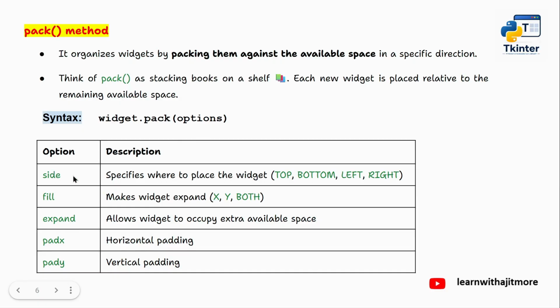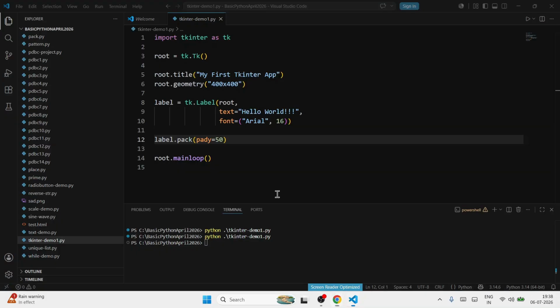One is side. By default, it is top. When you don't give any side with widget.pack, by default it is stick to the top. It specifies where to place the widget, whether to stick on the top side or bottom or left or right. That is decided by the side. And when you don't give it, by default it is top, which was happening in this application.